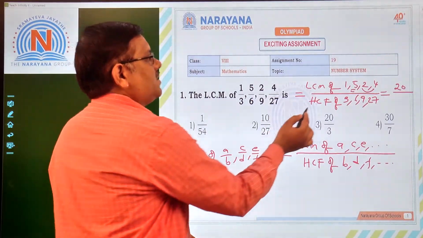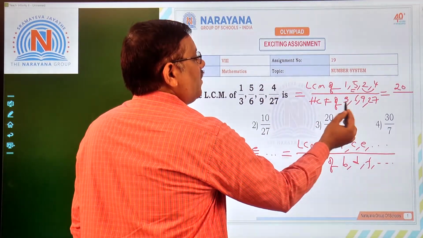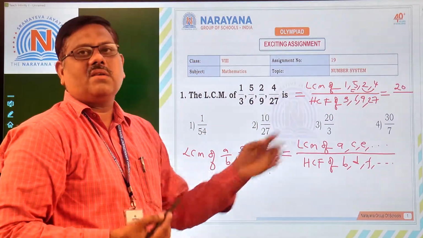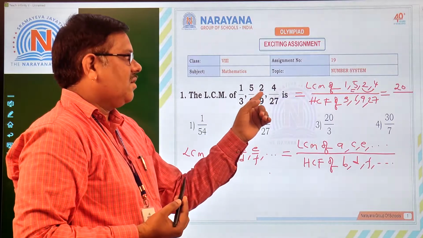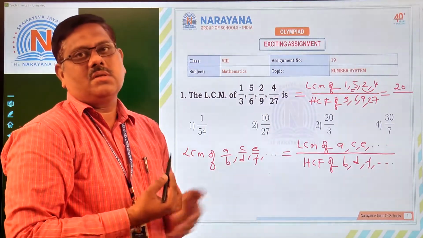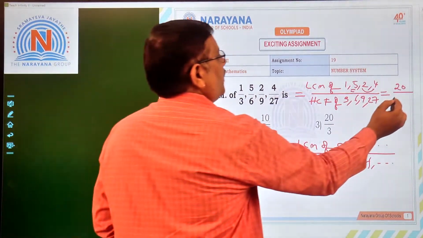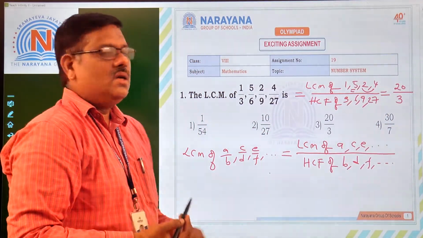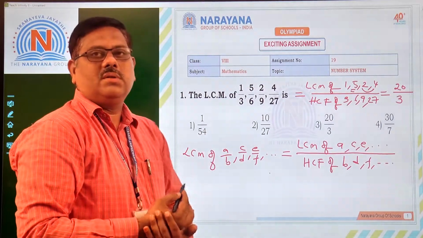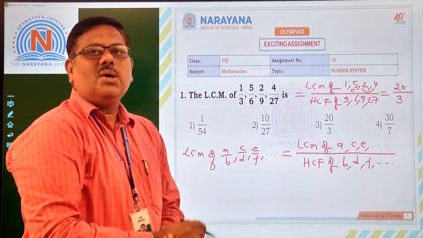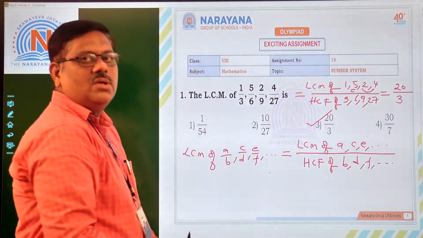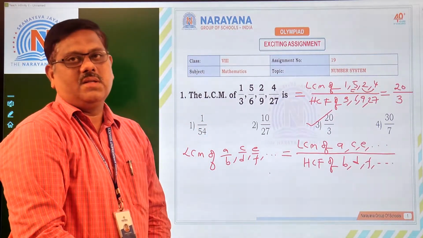Next, what is the HCF of 3, 6, 9, 27? If you look, 3 is a factor of 6, 3 is a factor of 9, 3 is a factor of 27. So, 3 is a factor of all the rest of the 3 numbers. So, 3 itself is said to be the HCF of the 4 numbers 3, 6, 9 and 27. So, LCM of the given fractions is nothing but 20 upon 3. So, 20 upon 3 is otherwise the third option. So, third option is the right answer for this question.